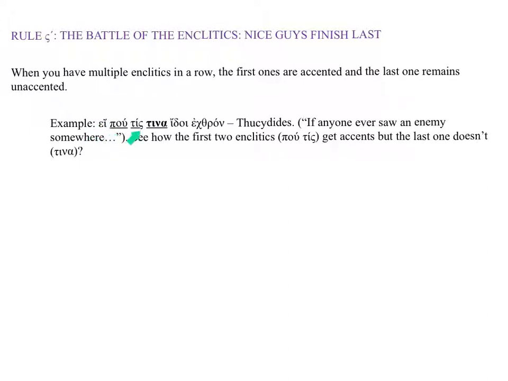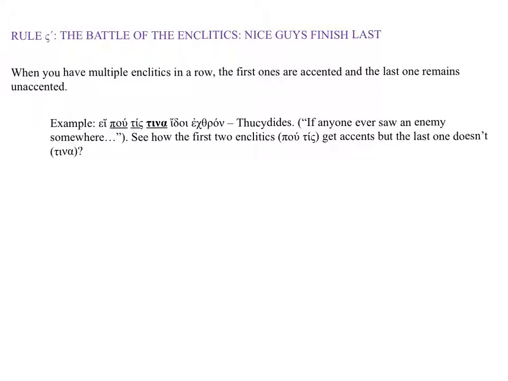Pu, tis, tina, idoi, ekthron. So you can see that I've underlined the 3 enclitics, pu, tis, and tina. And according to the rule, when you have multiples in a row, the first ones, pu and tis, are accented, and the last one, tina, remains unaccented.